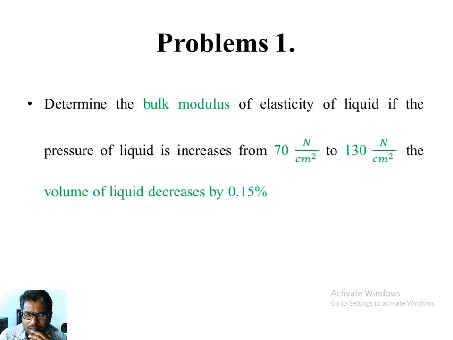Let's take one example. Determine the bulk modulus of elasticity of a liquid if the pressure of the liquid increases from 70 Newton per centimeter square to 130 Newton per centimeter square. The volume of the liquid is decreased by 0.15%.